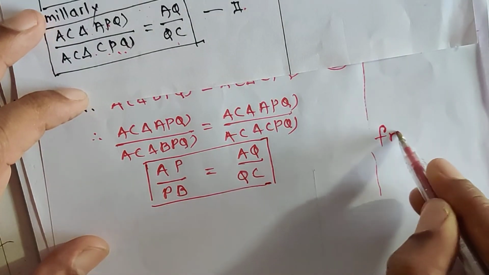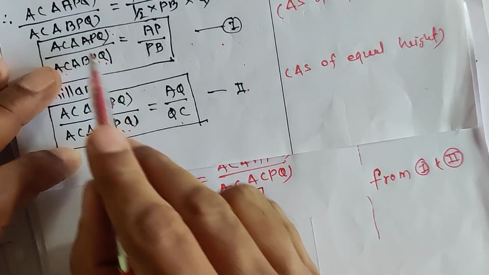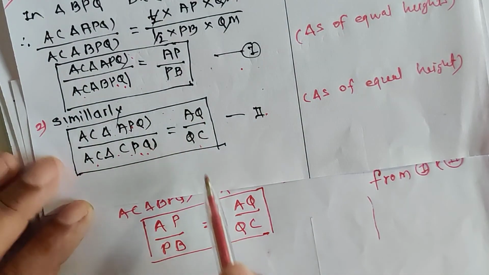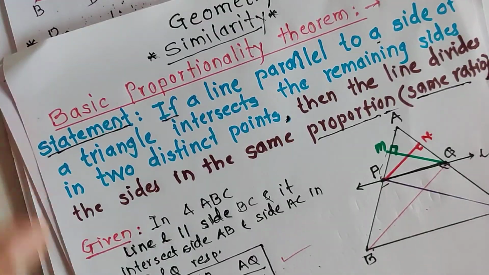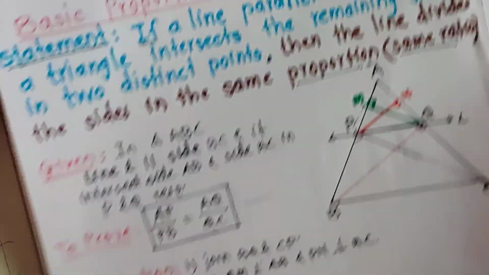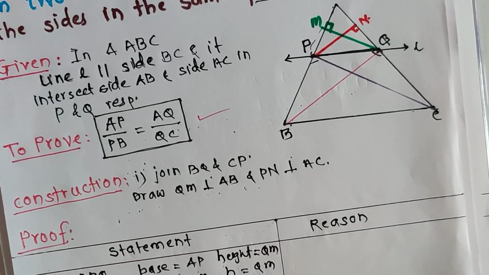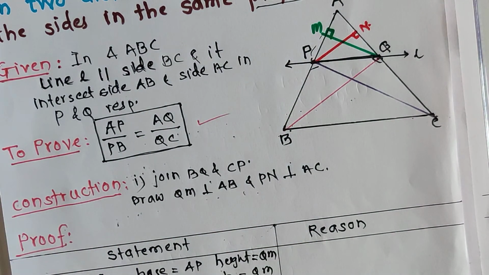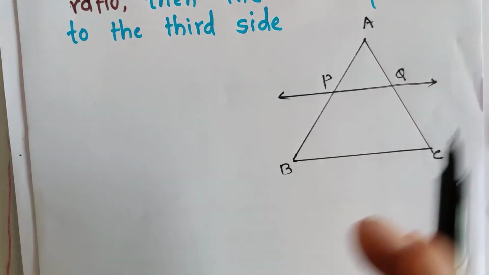Here the reason we can write is from 1 and 2, because from 1, the value of this ratio is AP upon PB, and from 2, the value of this ratio is AQ upon QC. So in this way we can prove this basic proportionality theorem. Now our next theorem, or next part, is the converse of the basic proportionality theorem. Let us see the converse of basic proportionality theorem.